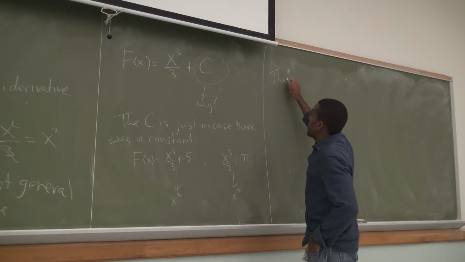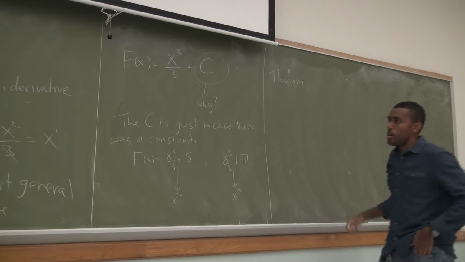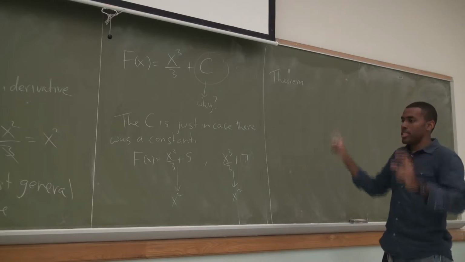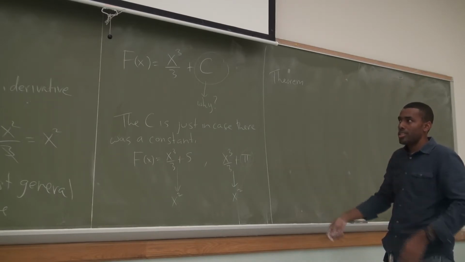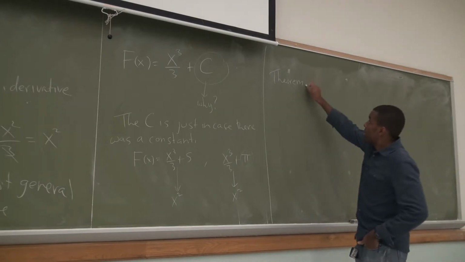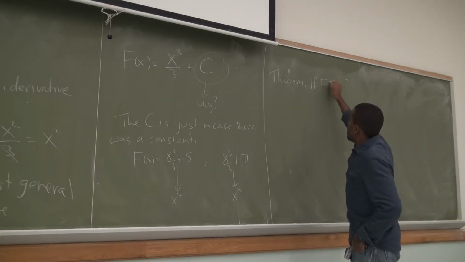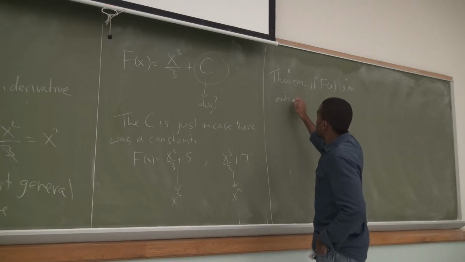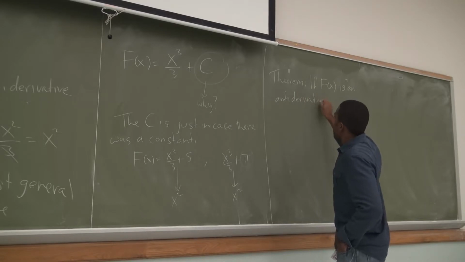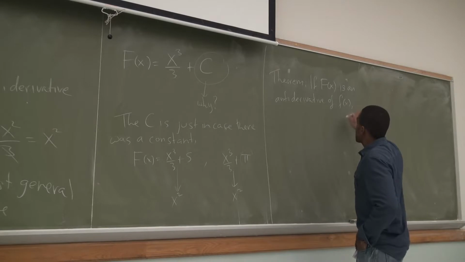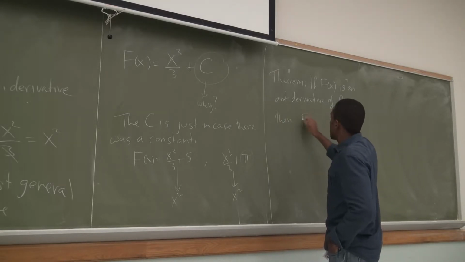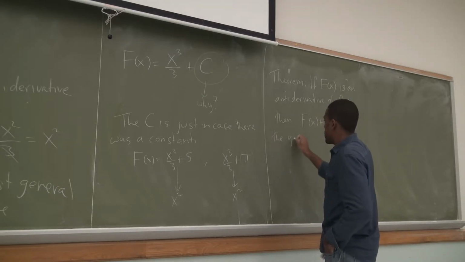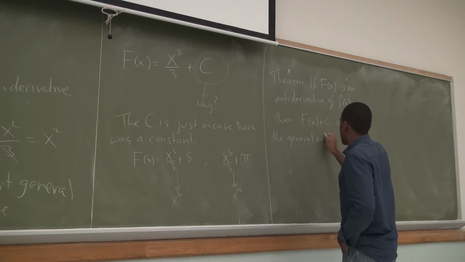So this leads us to a theorem. This fits in nicely with a theorem we mentioned last time, in section 3.2 or something, where we said if two functions have the same derivative, then one was the other plus a constant. This is the theorem you use to prove this. So this says if f of x is an antiderivative, then f of x plus c is the general antiderivative.